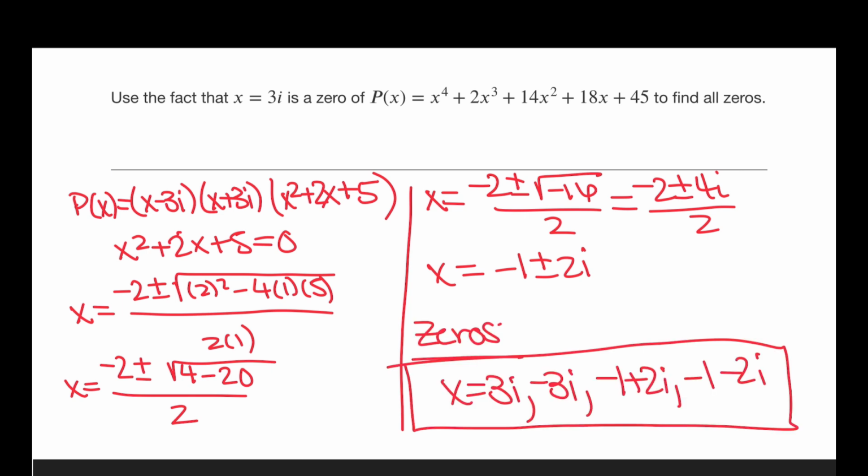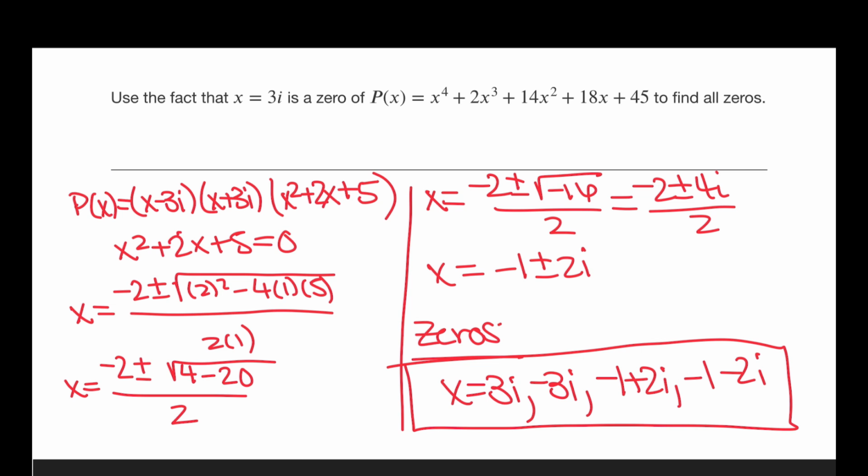So this polynomial actually has 4 imaginary zeros. Positive 3i, negative 3i, negative 1 plus 2i, negative 1 minus 2i. It is a 4th degree polynomial, so we should be able to write it as 4 linear factors. Each of our factors would be x minus one of these zeros. Let's see, they did not ask us to factor it, so this is my answer.